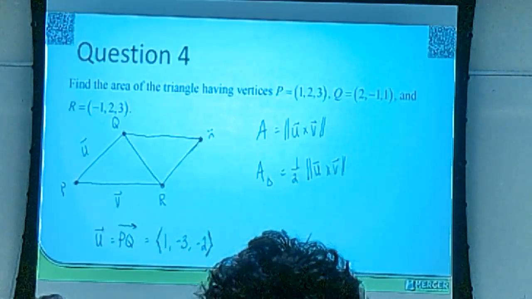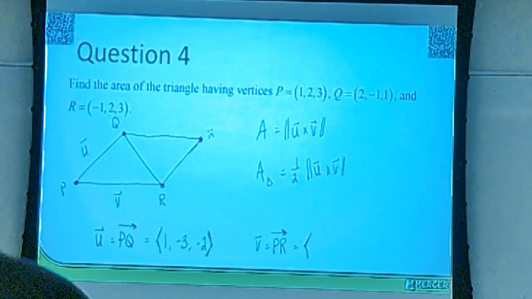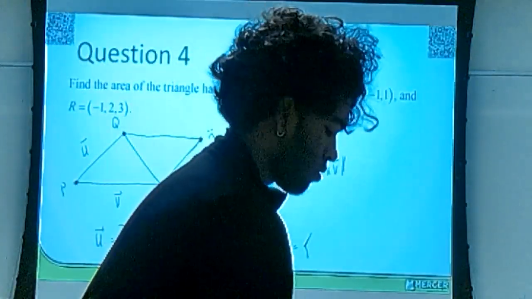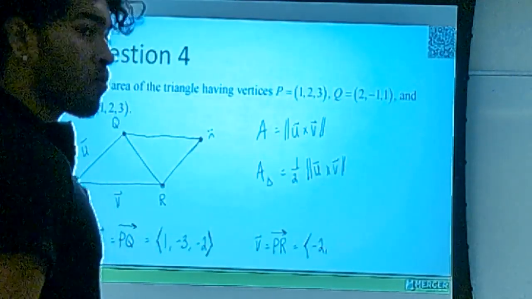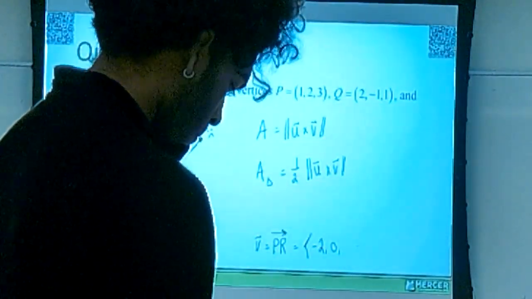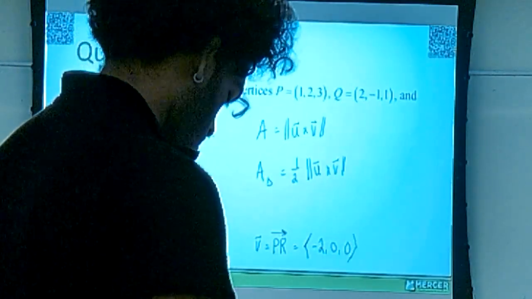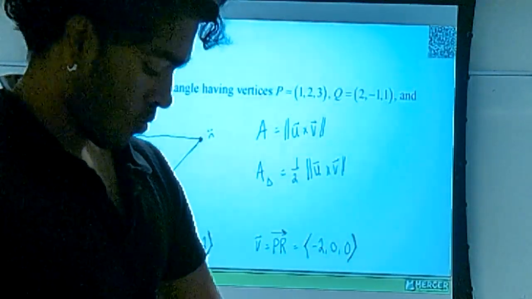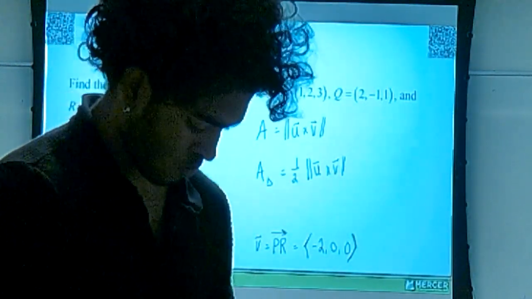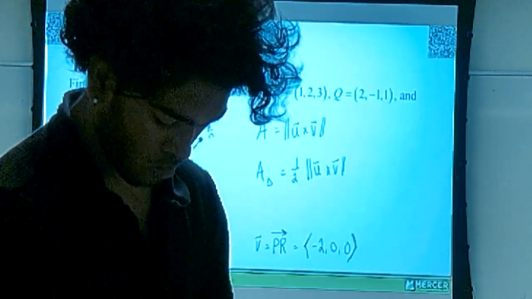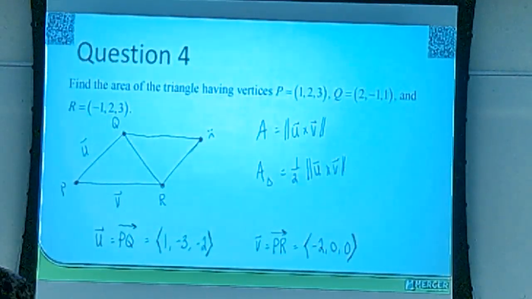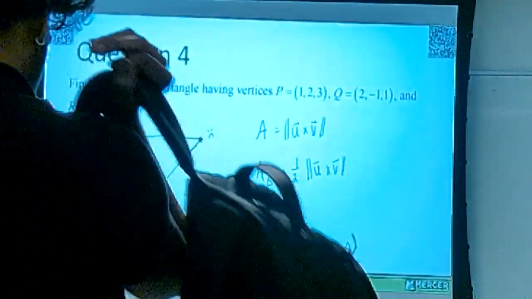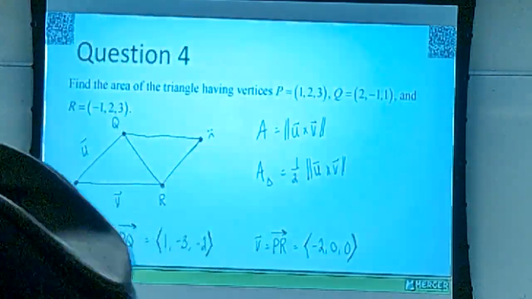Now we want PR in component form. That's V. What is it? Oh, look how nice that is. Why is the one positive and 2 for the PQ? Because it's 2 minus 1, negative 1 minus 2, and then 1 minus 3. So you're subtracting P from the terminal point. Yes, terminal minus initial.